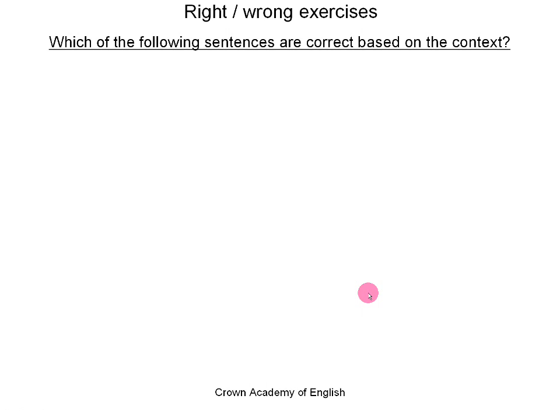The last exercise of the day is: which of the following sentences are correct based on the context. So this exercise is to find the right form of the present tense. Should we use the present simple or should we use the present continuous?